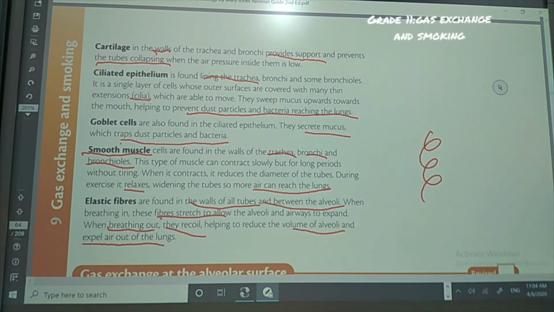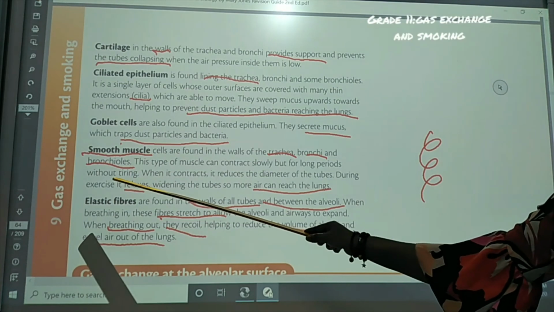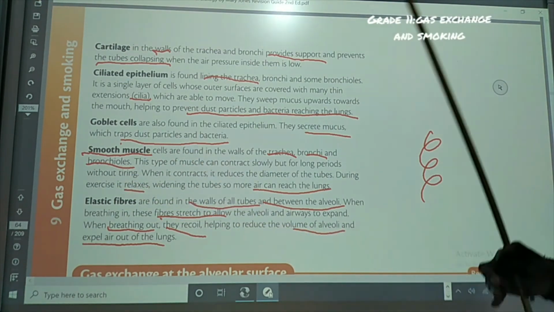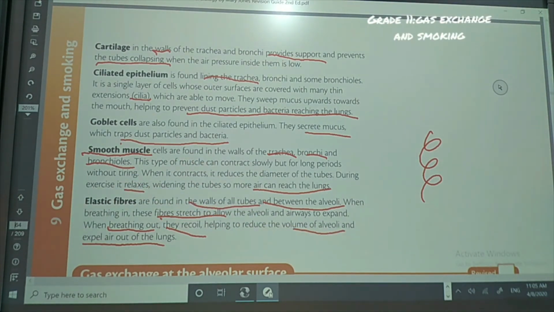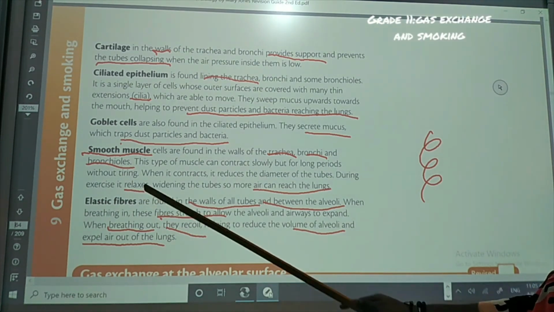They contract slowly, but for long periods without tiring, number one. When it contracts, it reduces the diameter of the tube, and it relaxes during exercise. When it relaxes, it makes the tubes bigger, so more air can reach the lungs, because when you're exercising, you need a lot of oxygen.